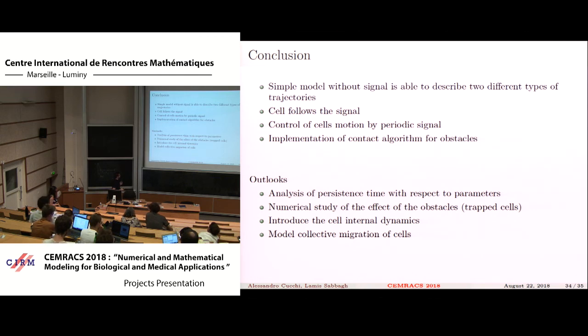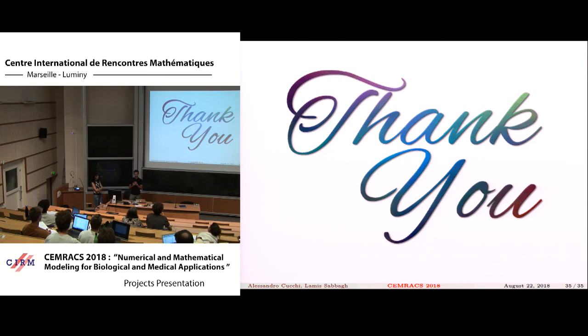Another part is to make a numerical study of the effect of the obstacles in this algorithm, so maybe to create a pattern of obstacles in order to trap the cell even if there is a signal, and to see how the cell will behave in the trap. Also, an important part is to introduce the cell internal dynamics in all this model. And the last and most important objective is to use all these results to create a model for collective cell migration, so considering a lot of cells. So thank you for your attention, and any question is welcome.